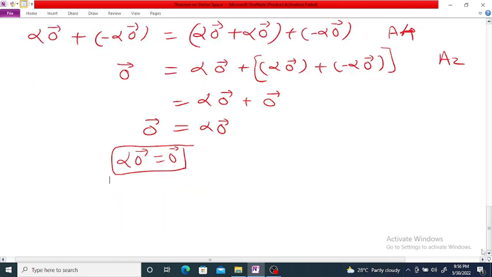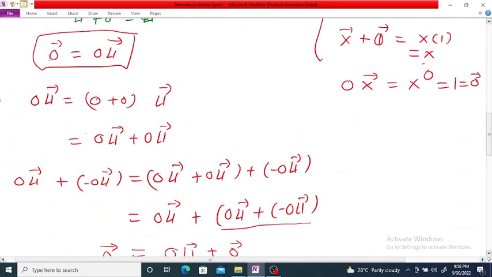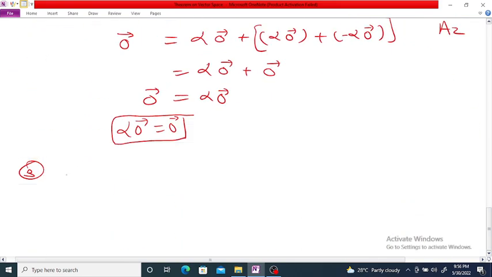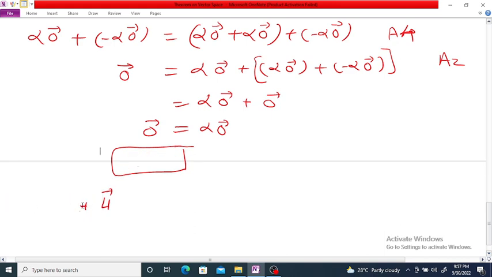Next, the third property. What is the third property we want to prove here? Minus 1 into u bar is equal to minus u bar. So the third property is minus 1 into u bar is equal to minus u bar.